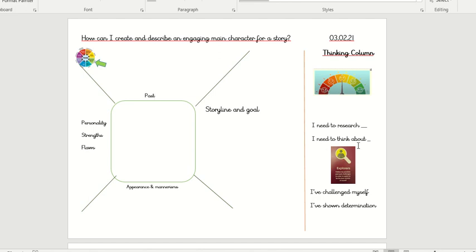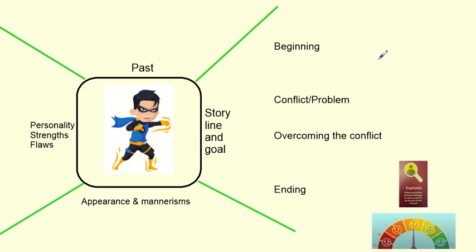After creating your character, you might decide that you need to do some research or think about a certain element. Make a note of it in your thinking column. And lastly, reflect on how you've challenged yourself today and how you've shown determination. So Year 5 and 6, that is one option and one way that you could present your character. Here's your second option.